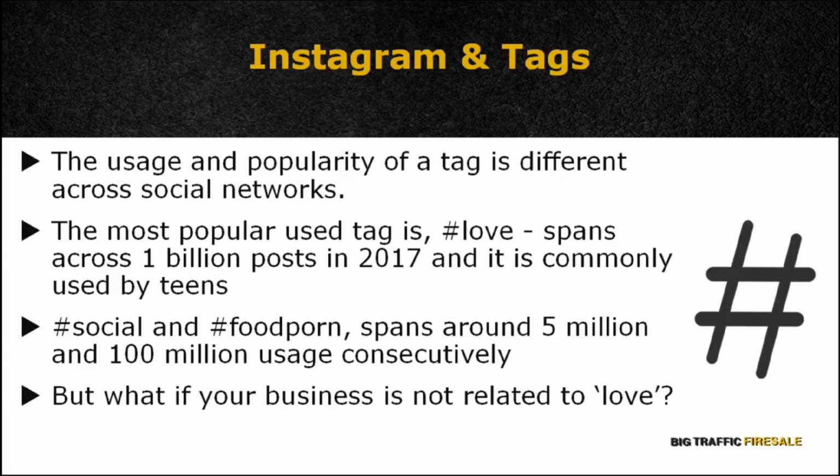There are numerous tags going on around the internet at the moment, but the usage and popularity of a tag is different across social networks. Research shows on Instagram the most popular used tag is #love. Currently, it spans across 1 billion posts in 2017, and it's commonly used by teens. What comes next after #love is #social and #foodporn. Both span around 5 million and 100 million usage consecutively.